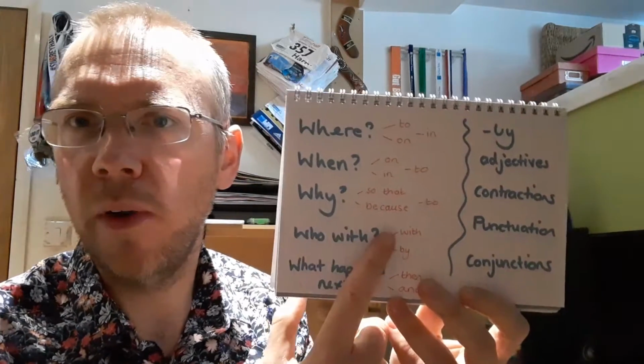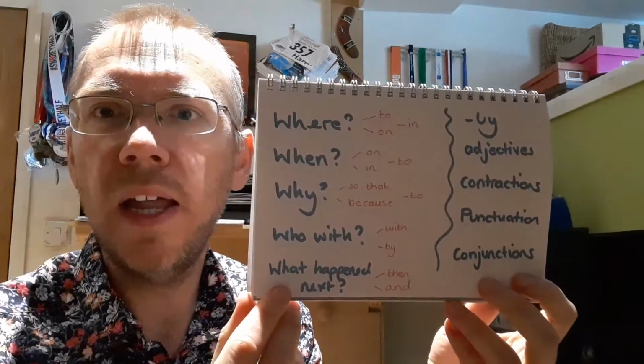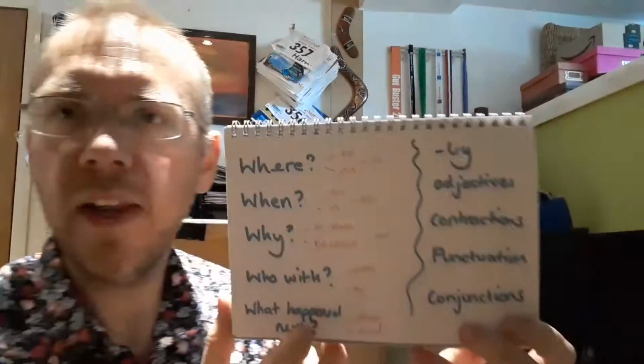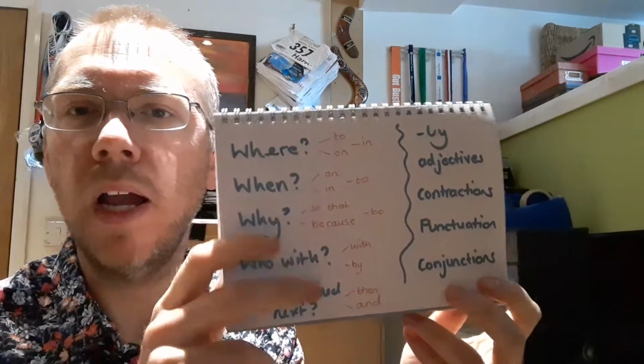Who was he going with? Was he going on his own? Was it a he or a she dinosaur? Male or female dinosaur? And what happened next? You could use then or and to tell you what comes next.